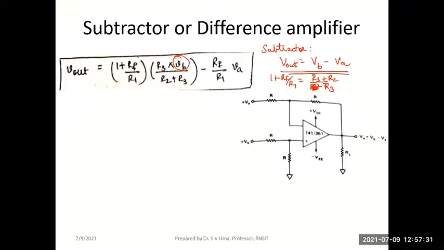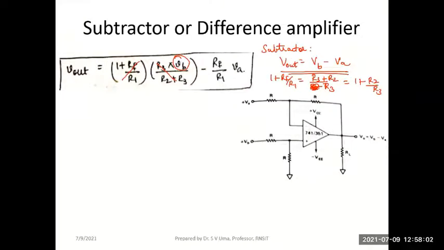In that case, this term and this term, R3 by R2 plus R3, will cancel out. So if you equate these resistance ratios, this is nothing but 1 plus R2 by R3. If you make 1 plus Rf by R1 same as 1 plus R2 by R3, these two terms will cancel out, only VB will be left out. That is one way of doing it, if I want just VB to be left out in the first term.